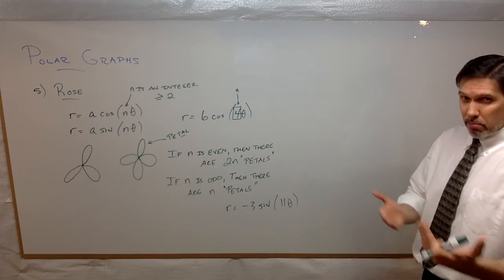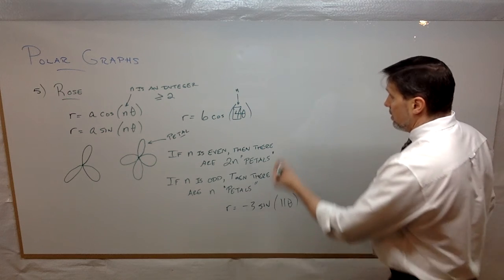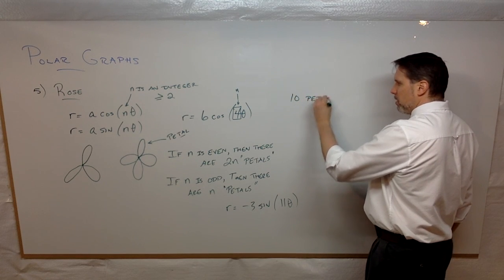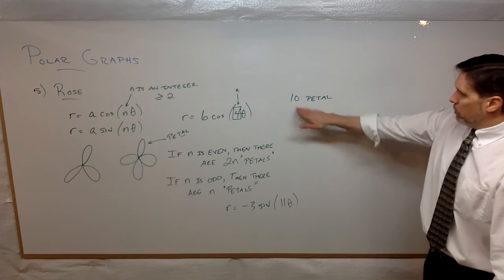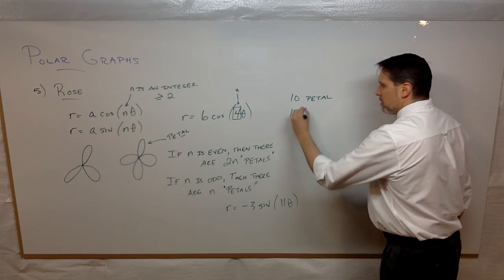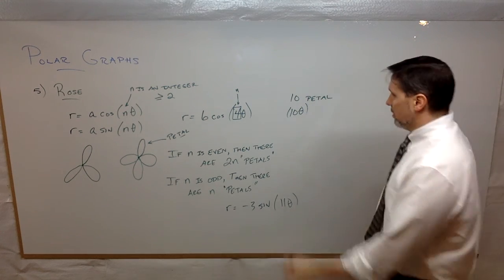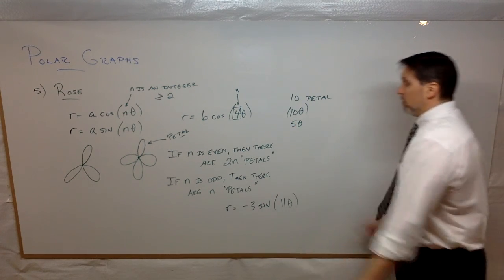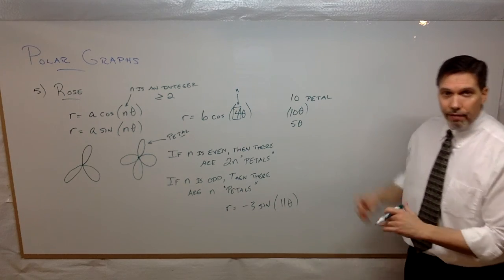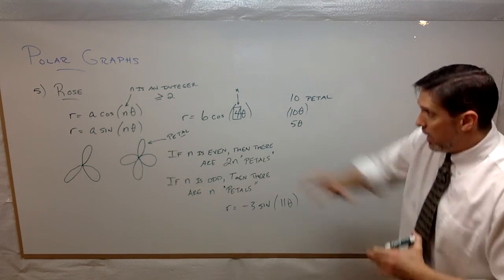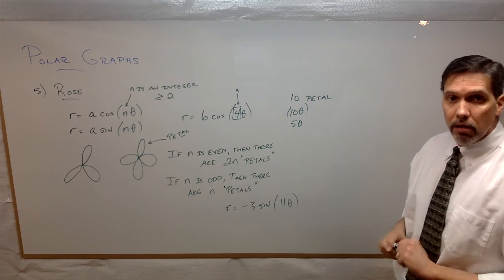Now, there are certain numbers of petals you cannot obtain. If I said, what would a 10-petal rose look like? Well, we can't say 10 theta, because 10 theta means it's going to have 20 petals. You can't say 5 theta, because now 5 is odd and it will have 5 petals. So a 10-petal rose is not attainable, at least not by the formulas we have here.